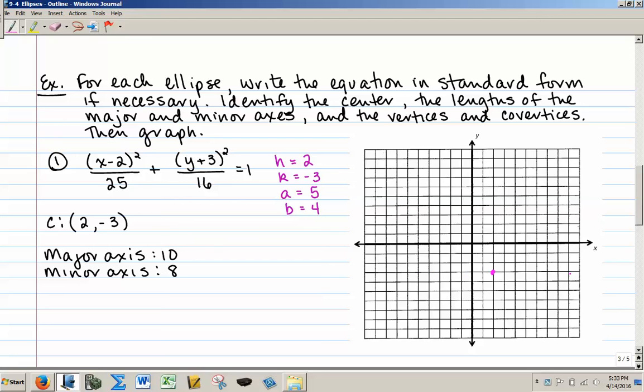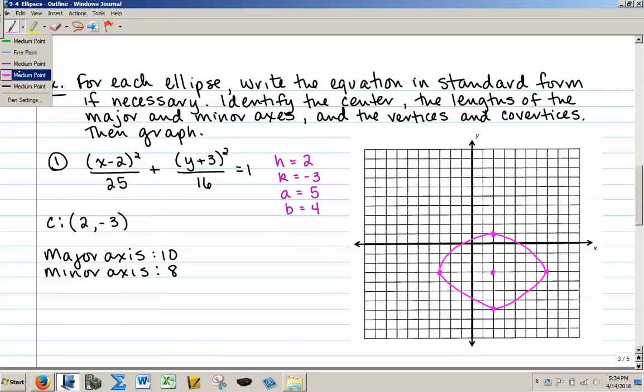My major axis is 10 units long, so from my center, I'll go 5 to the right and 5 to the left, and that's my major axis. That's 10 units long. My minor axis is going to be a total of 8 units, so I'm going to go up 4 and down 4, okay? And I'll sketch that out. Try not to make it look too pointy on the ends. Try to make it look a little curved. That's not wonderful, but that'll do okay.